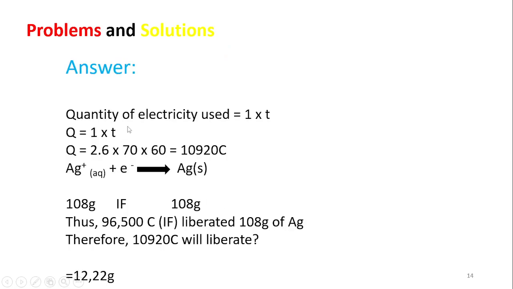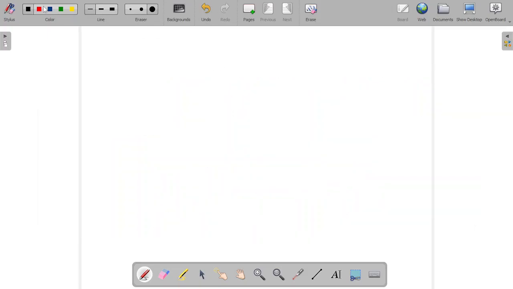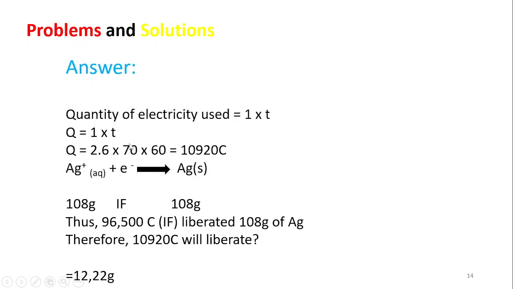So now we have that the quantity of electricity used is current times time, as has been stated earlier. Q is equal to current times time, which is the quantity of electricity measured in coulombs. Okay, we have it already. So we have that here.